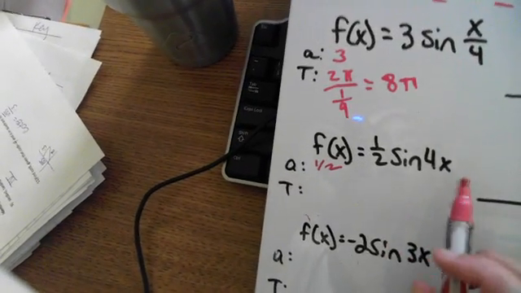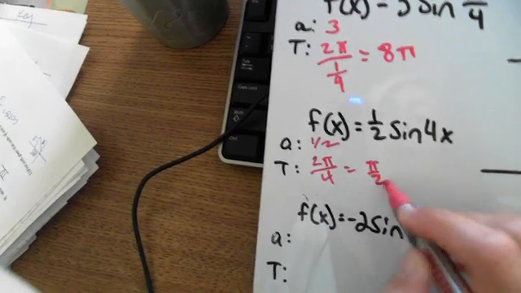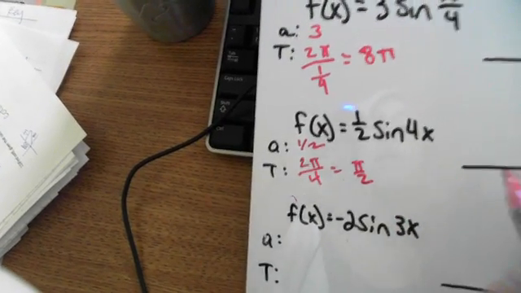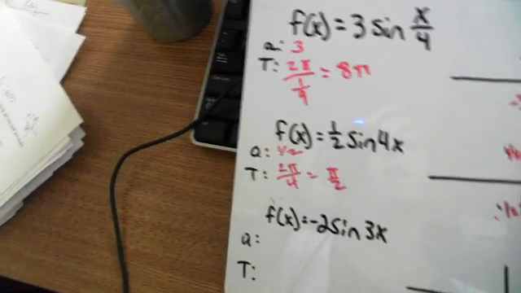Then we've got a period. My b value is 4. So 2 pi over b, or over 4, gives me pi over 2. That's how long it's going to take to repeat itself. So it's going to repeat much more frequently than if we had a period of 8 pi.